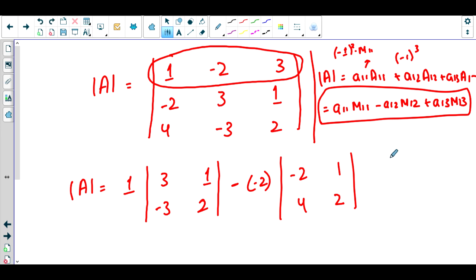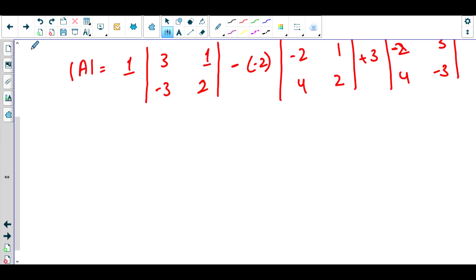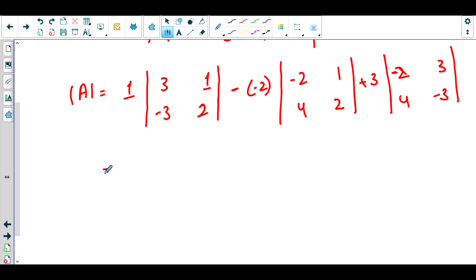Now the third one will be positive, plus 3. A13 you want to find, so go to the first row and the third column and remove it. It's minus 2, 3, 4 and minus 3. Now we will solve it. We will see, we will get the same determinant.